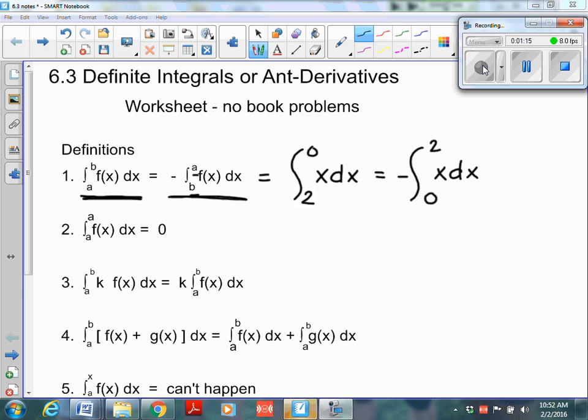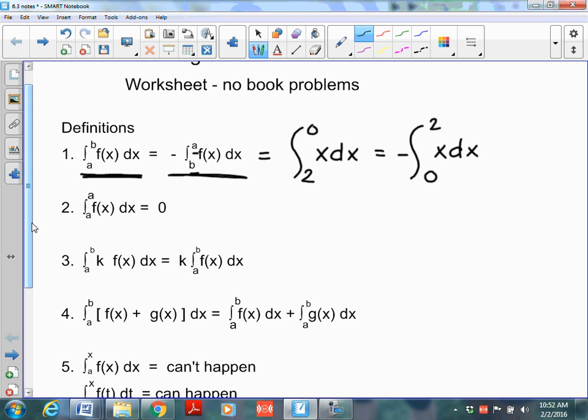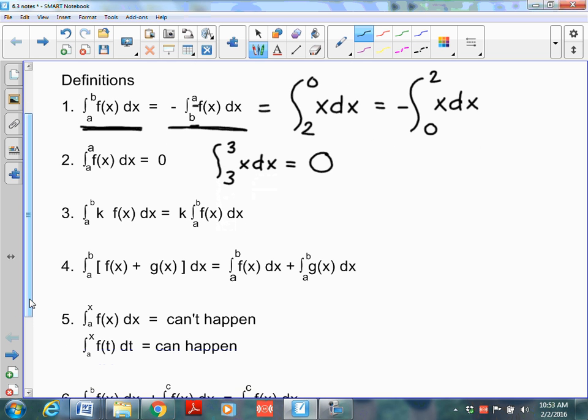Okay, the next one, it's a really quick one. Whenever you integrate from a 3 to a 3 some x dx, the area is going to end up being 0 if you're only integrating from 3 to 3. If you're integrating from the same spot to the same spot, you're not going to find the area.